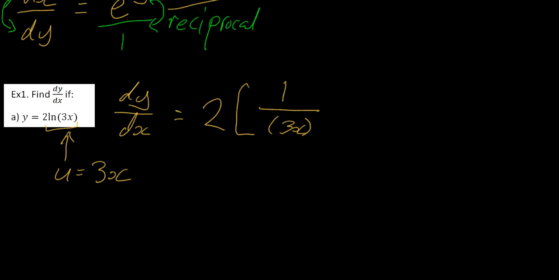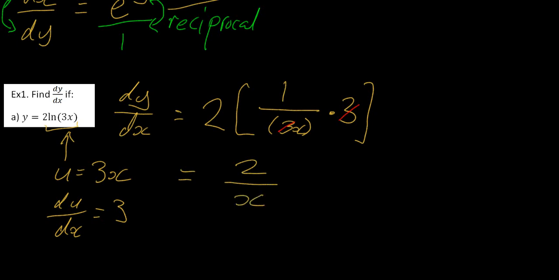And if you make this substitution, remember that you need to multiply by, sorry, not dy dx, du dx. So this is applying the chain rule. And so the derivative of your substitution, 3x, is 3. So you can see that you can cancel these two 3's out, and you're going to end up with 2 on x instead.